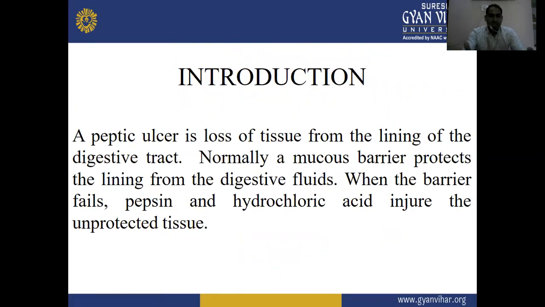Next, first, the introduction of peptic ulcer. A peptic ulcer is loss of tissue from the lining of the digestive tract. Normally a mucus barrier protects the lining from the digestive fluid, and when the barrier fails, pepsin and hydrochloric acid injure the unprotected tissues of the gastrointestinal tract.